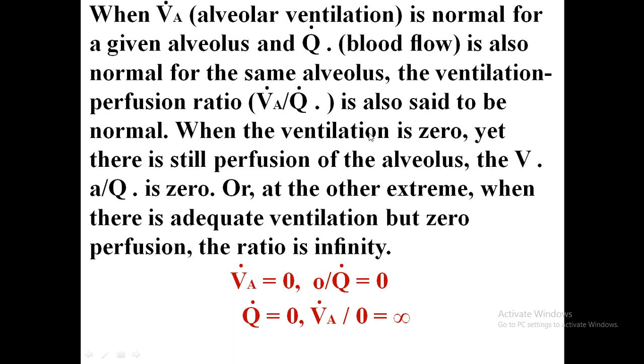When the ventilation is 0, yet there is still perfusion of the alveolus, the ventilation perfusion ratio will become 0. Or at the other extreme, when there is adequate ventilation but 0 perfusion, the ratio is infinite. If the ventilation is 0, then 0 divided by the perfusion, the net result will be 0. And if the perfusion is 0, then ventilation divided by 0, the result will be infinite.